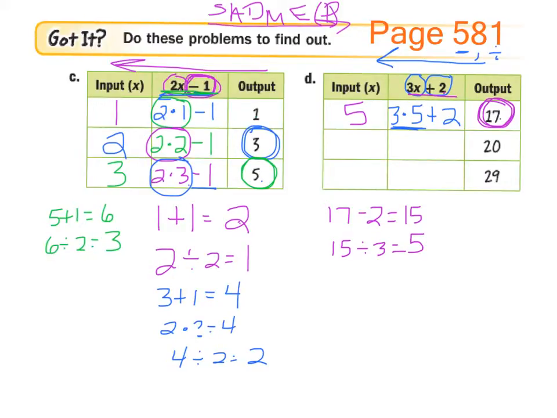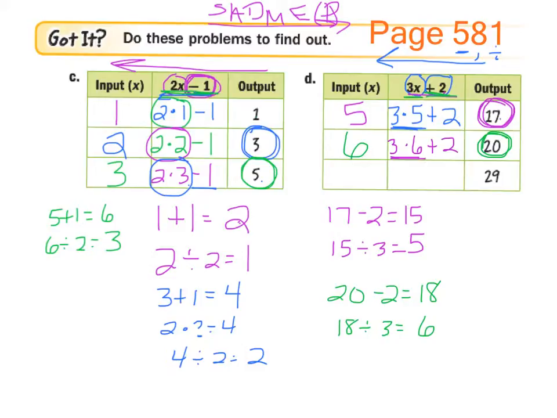Alright, let's try the next one. If our output is 20, working backwards, I'm going to start off by taking the 20. Instead of adding 2, I subtract 2, and I get 18. And then instead of multiplying by 3, I'm going to take 18 and divide by 3, and I get 6. So let's check and see if I'm on the right track. 3 times 6 plus 2 more. Well, 3 times 6 is 18, and if I add 2 more, I do get 20.